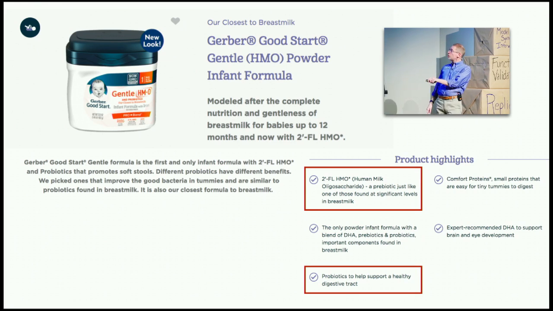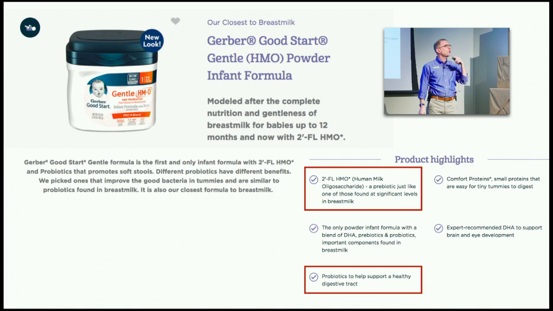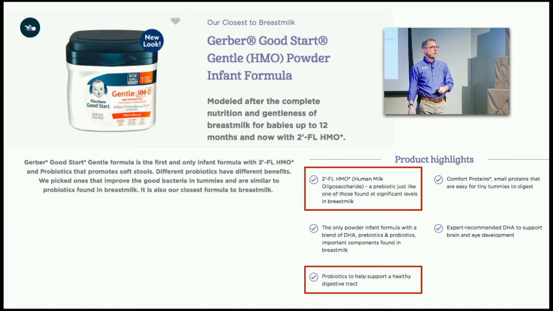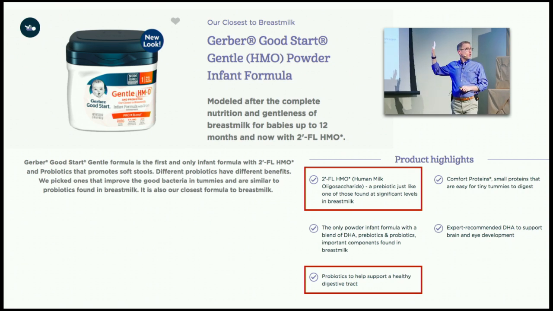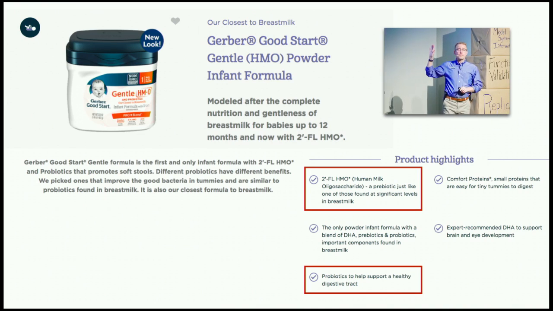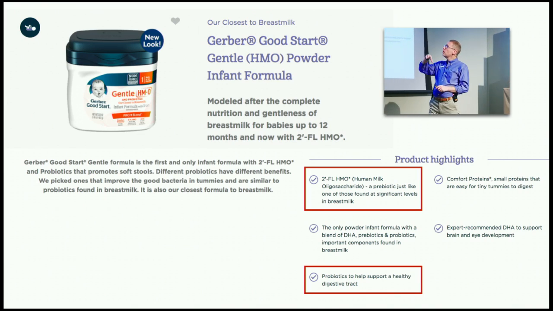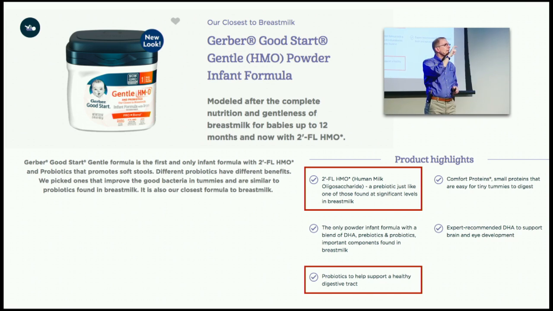This formula also contains probiotics. It contains live bacteria, and the bacteria that they used are selected to mimic the strains that are found in breast milk. So this formula gets closer to breast milk than formulas maybe of 30 or 40 years ago. As we understand more about what it is that is so complete about breast milk, formula makers try to figure out how to incorporate that into their formula.